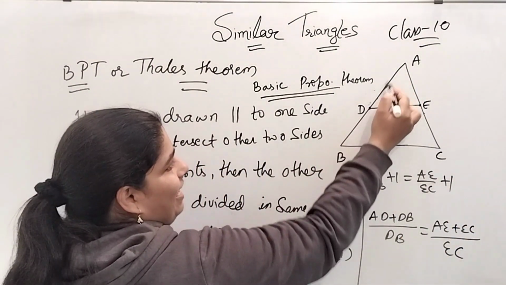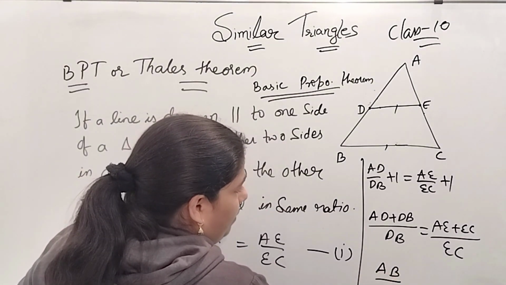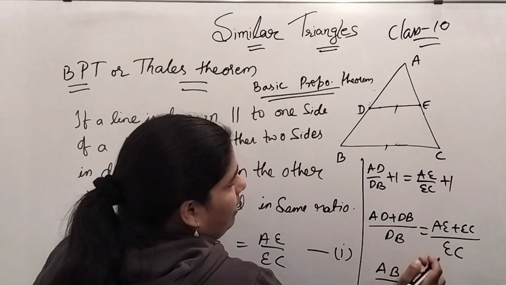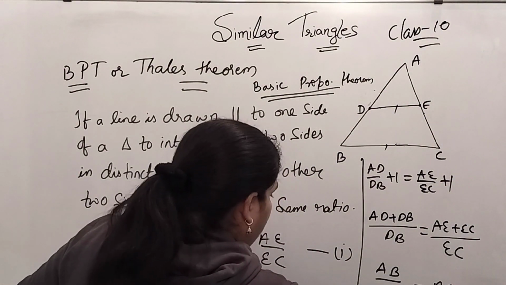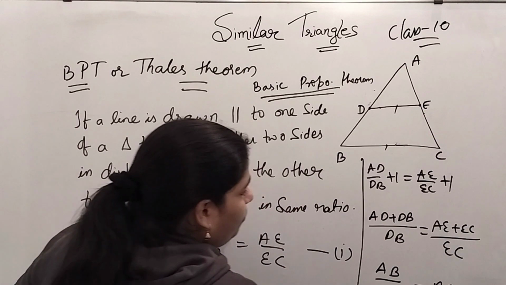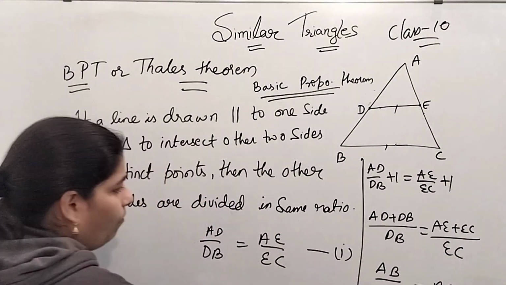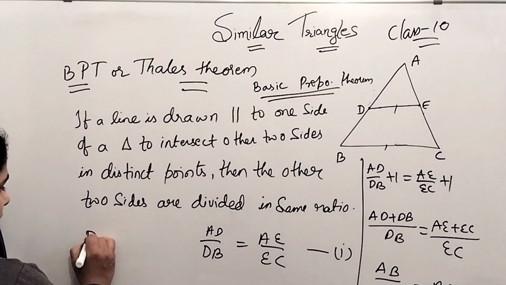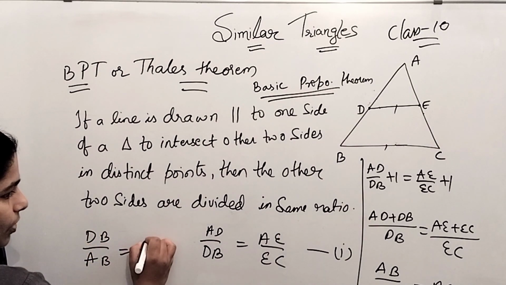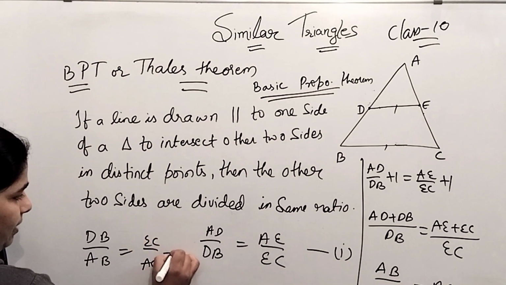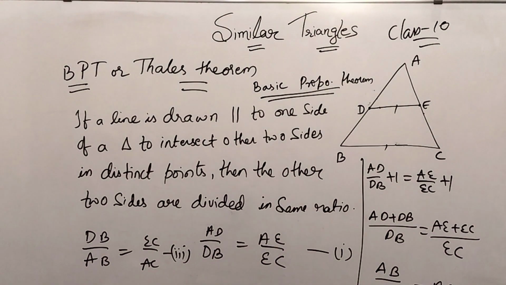Now what is AD plus DB? It becomes AB by DB is equal to, what is AE plus EC? It becomes AC by EC. This is the second result which we can derive from this equation. If I take the reciprocal, then what will I get? I will get DB by AB is equal to EC by AC. That is the third result which I have derived from the given equation.